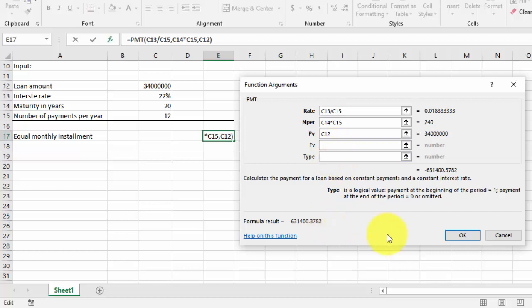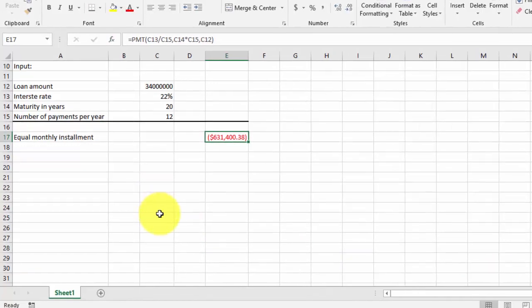Then type is very important, because if you pay the loan at the end of the period, then you can keep it blank or you can type in 0. But if you are paying the installment at the beginning of the month or beginning of whatever period, then you will have to type in 1 here. So we are keeping it blank because our installment payments will be at the end of every month. Okay, so now we can click OK to get our Pmt.